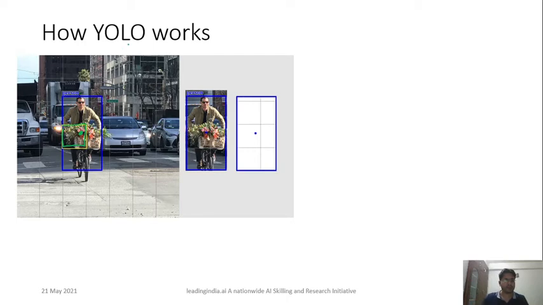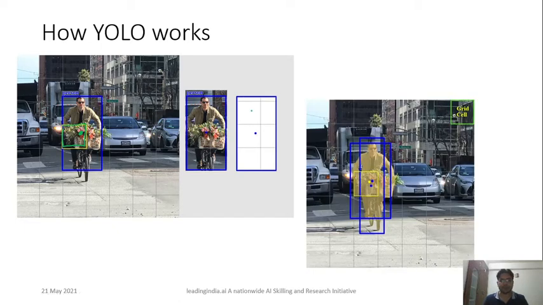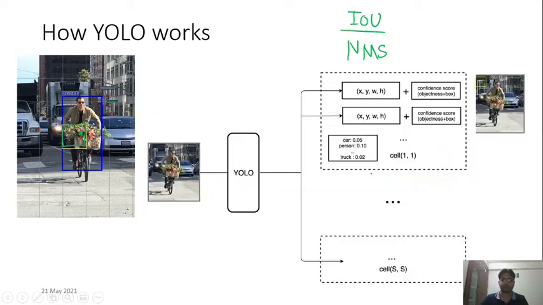So what exactly will it do? It will take this cell and try to find out this person, right? Suppose you have multiple cells and they are saying this is also person, this is also person, then you will use IOU, intersection over union, and you will use non-max suppression, or NMS, to figure out which box is more suitable. So we'll say this box is more suitable because both belong to the same cell.